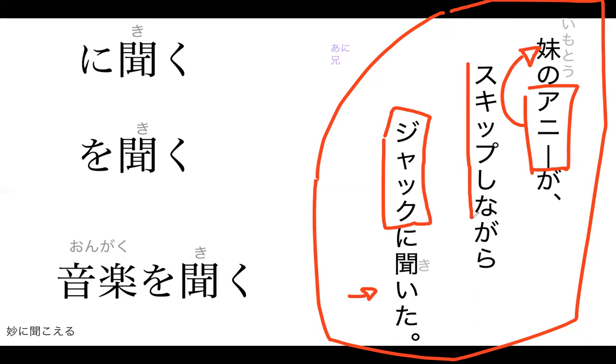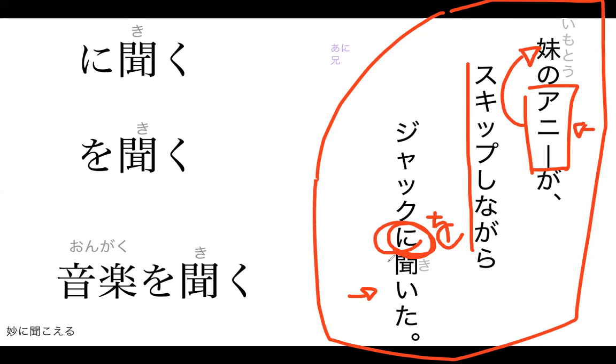スキップしながら。So she skips while Jack に聞いた。So ni, what is ni telling us? Ni was it toward? Yes. So this is kind of almost like having an O here, in that Jack is not doing anything. The subject is Annie. Annie is doing the kita, and she's also doing the skipu. However, toward Jack, she's doing the kita. Do you remember what kita means? Does it mean to disappear? So that's kieta, with the e sound, which is to disappear.